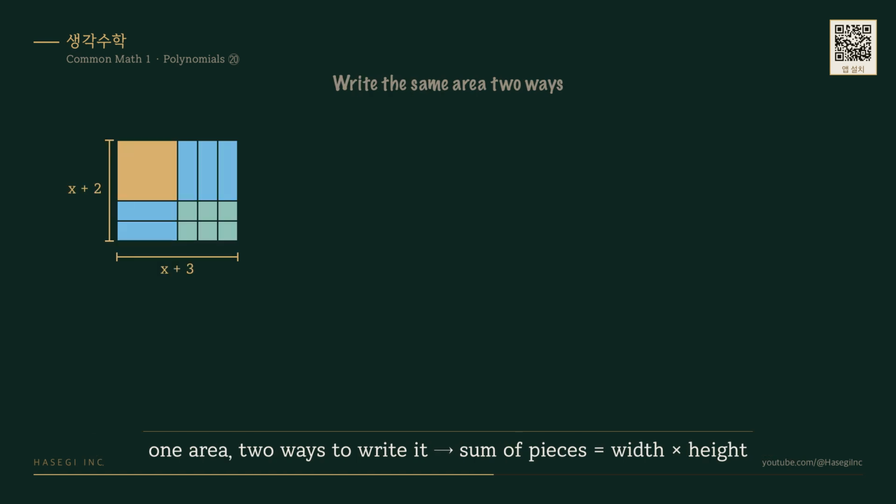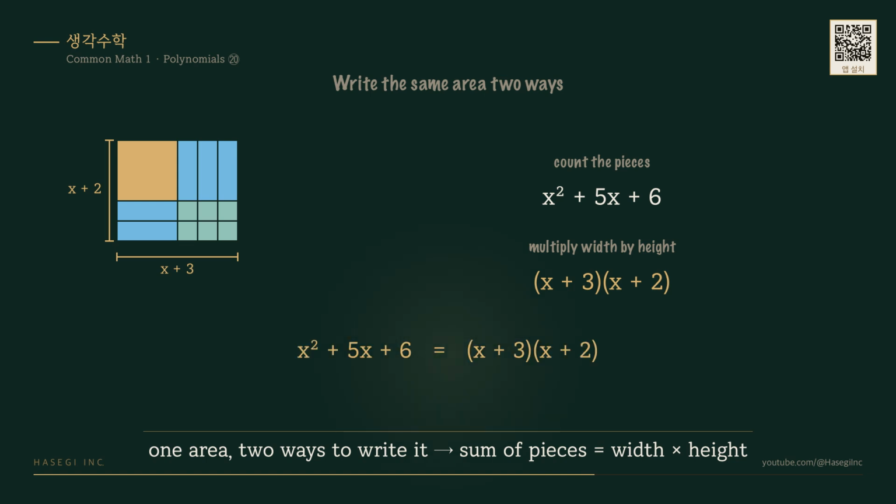Now read the picture. You can write the area of that one shape in 2 different ways. Count the pieces, and you get x squared plus 5x plus 6. Multiply width by height, and you get x plus 3 times x plus 2. Those are just 2 descriptions of the same area, so of course the 2 expressions are equal. And that is exactly what factoring is.